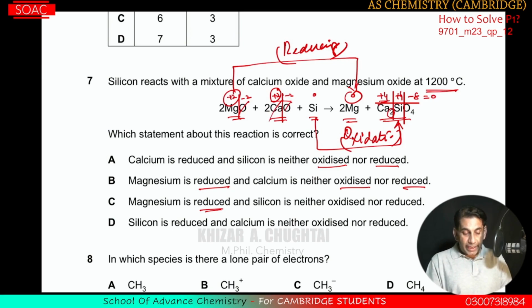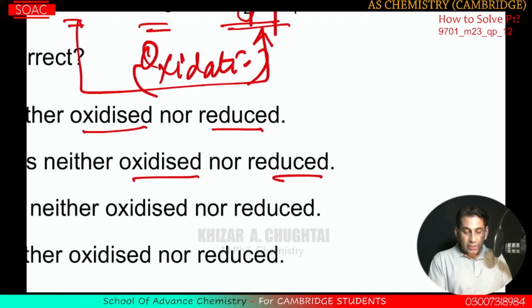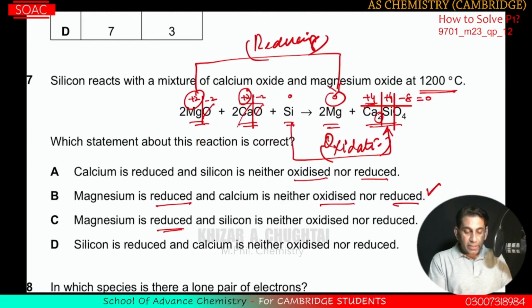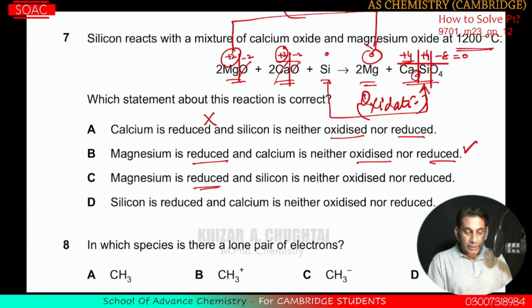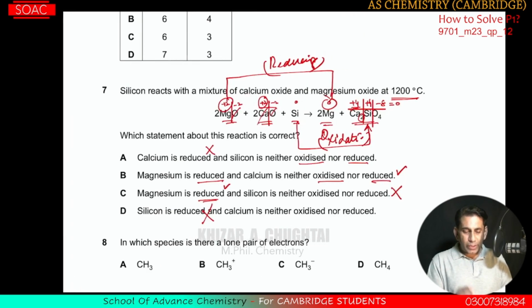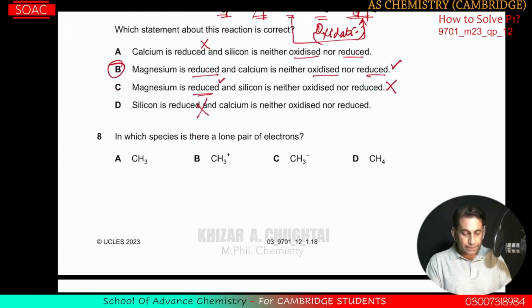So which one is the correct option? Magnesium is reduced. Calcium is neither oxidized nor reduced. Yes, this is true. And calcium is reduced, no. Once again, let me confirm option C. Magnesium is reduced, yes. Silicon is neither, no, it is going to oxidize. Silicon is reduced, no, it is going to oxidize. So it is confirmed that B is the correct answer.